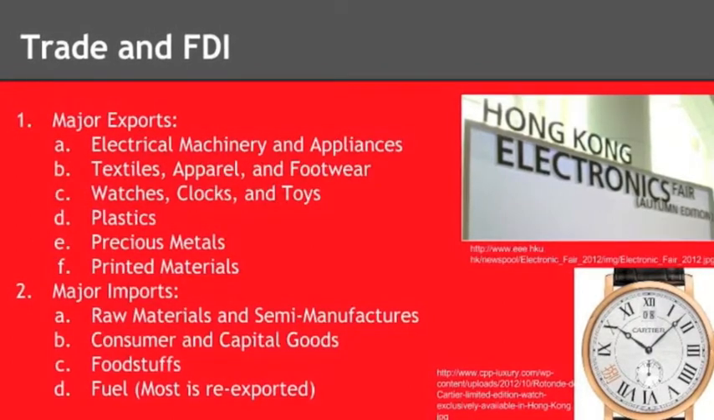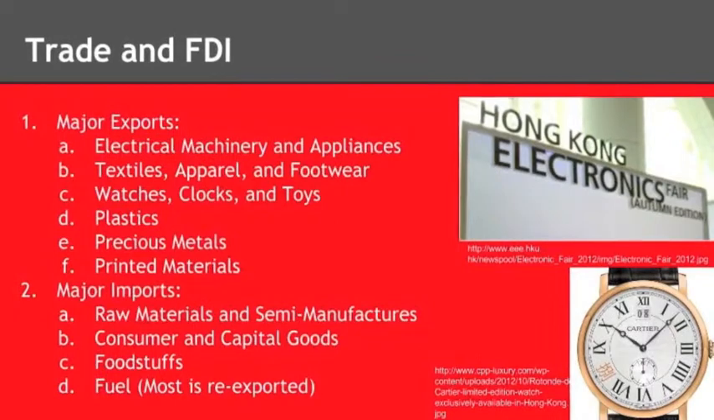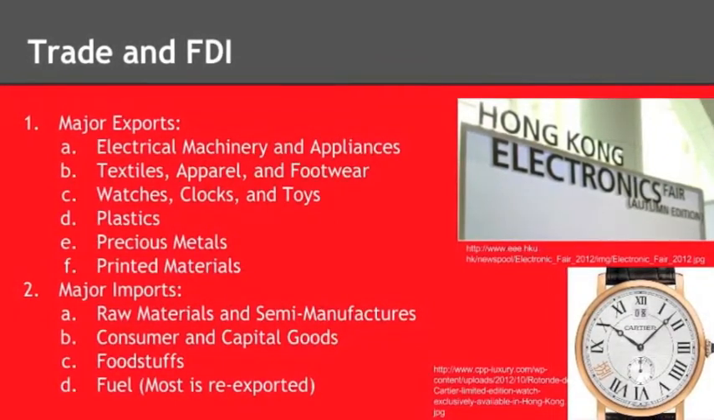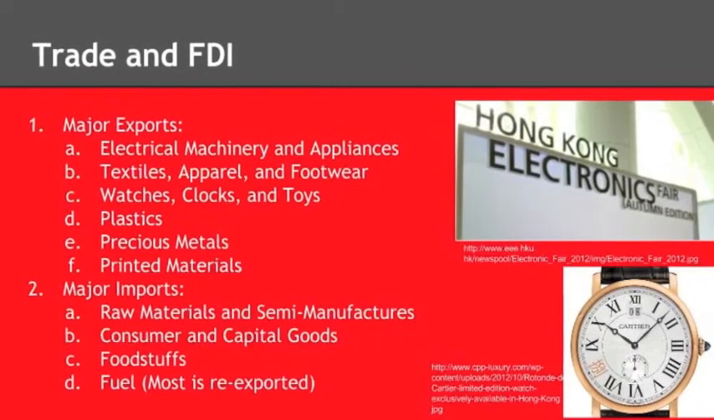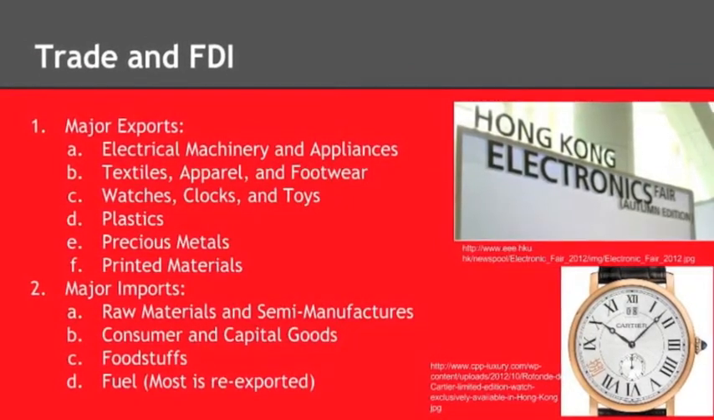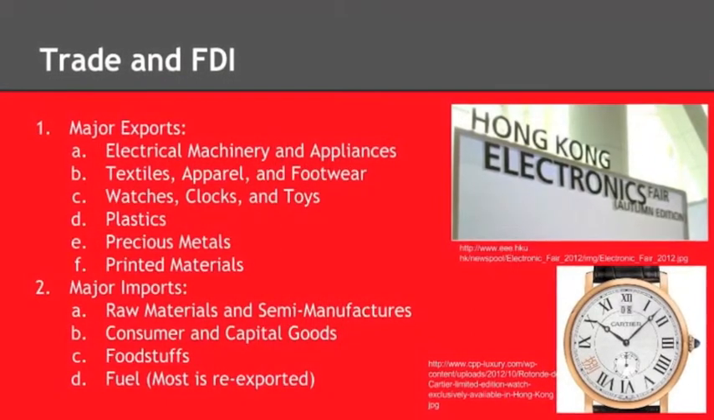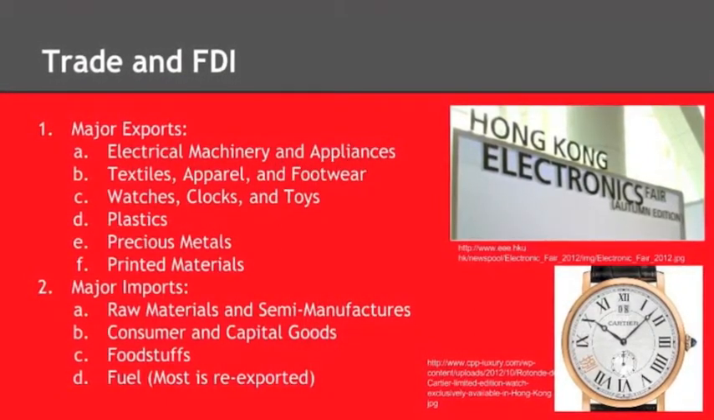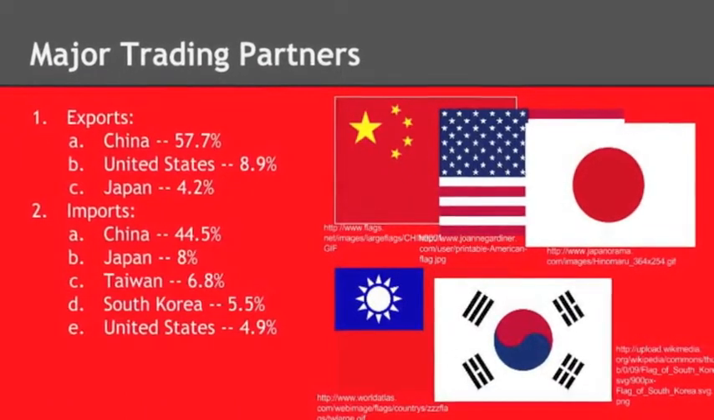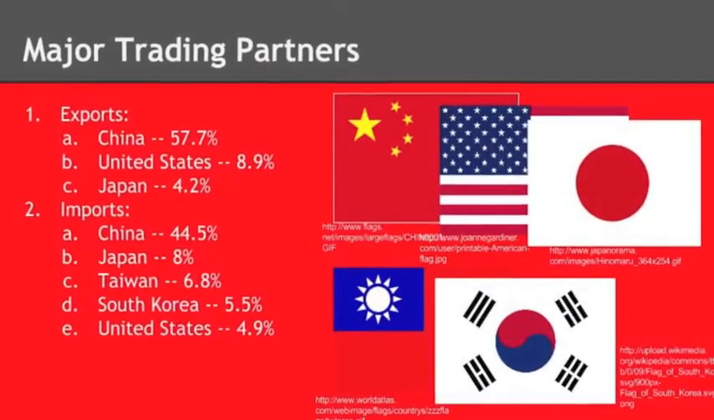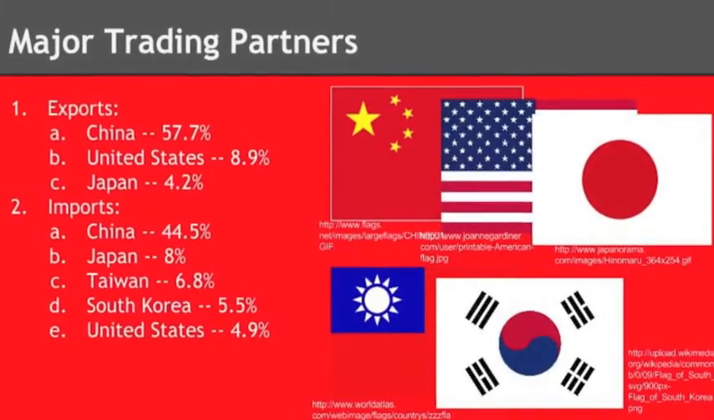Hong Kong's 6 major exports include electrical machinery and appliances, textiles, apparel and footwear, watches, clocks and toys, plastics, precious metals, and printed materials. Its major imports include raw materials and semi-manufactures, consumer and capital goods, foodstuffs, and fuel, which is mostly re-exported. Hong Kong's major trading partners for exports are China, the United States, and Japan, and for imports, China, Japan, Taiwan, South Korea, and the United States.